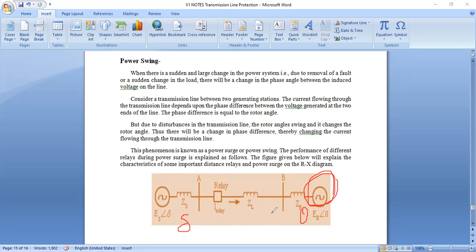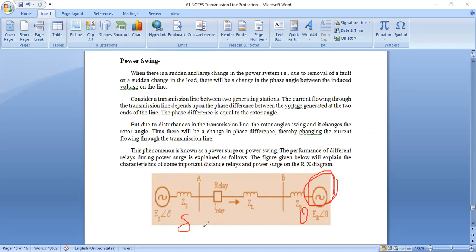It is called the power swing. So the current in the system also undergoes oscillation, and the impedance seen by the relay during this surge condition is called the power swing.